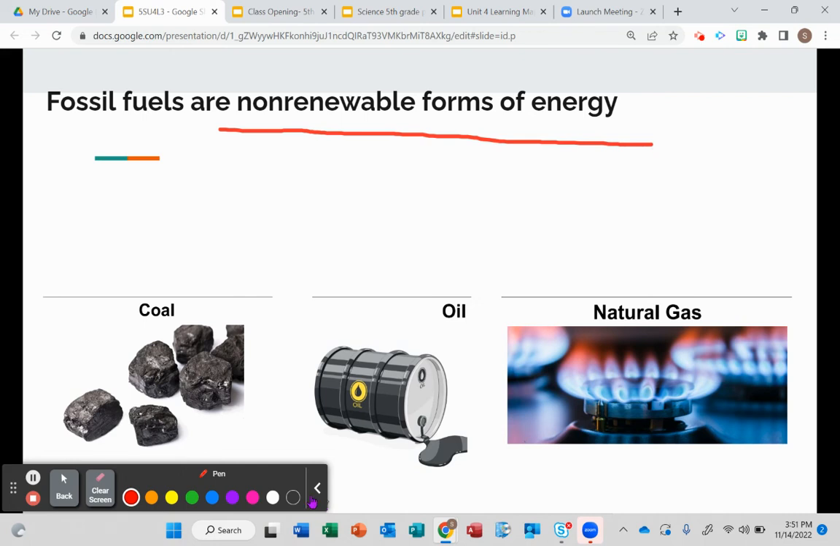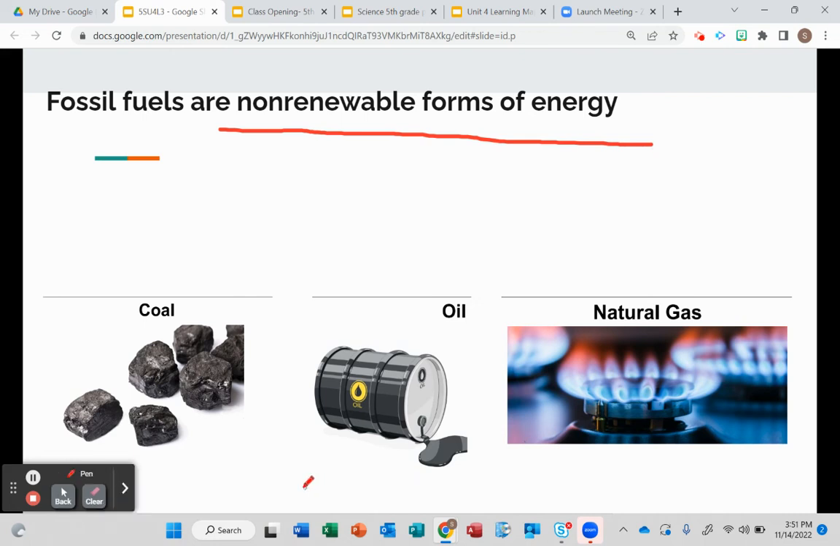which means that they cannot be recreated within our lifetime. Coal and oil and natural gas take millions of years to form, because if we think about all the layers of rocks that have to be layered on top of our decaying plants and animals, it takes a very long time for fossil fuels to be made. So they're considered non-renewable. Once we use our coal, our oil, and our natural gas, we don't have any more left to use.